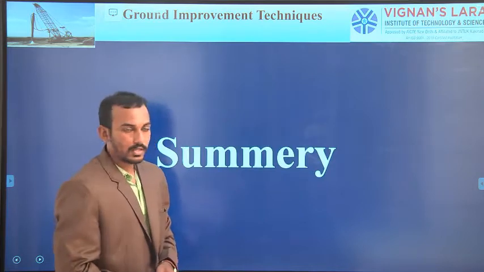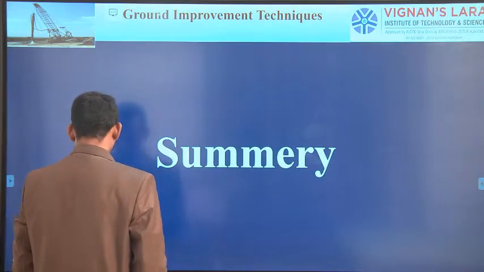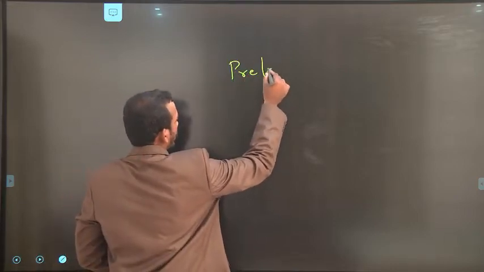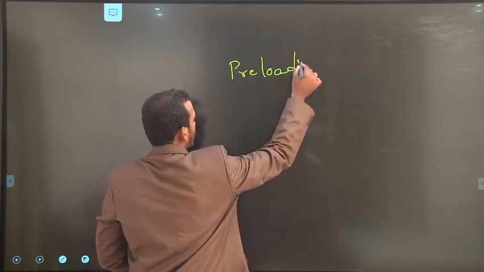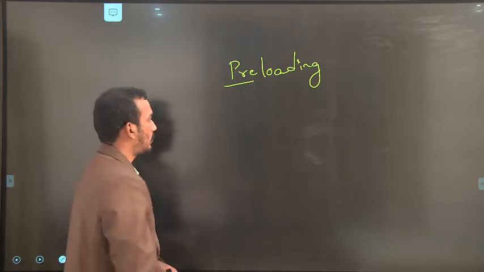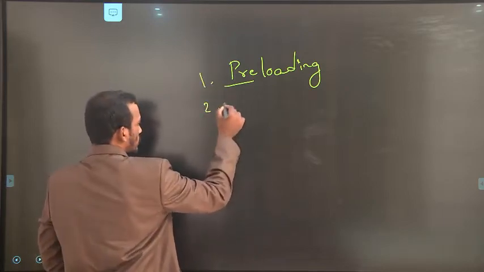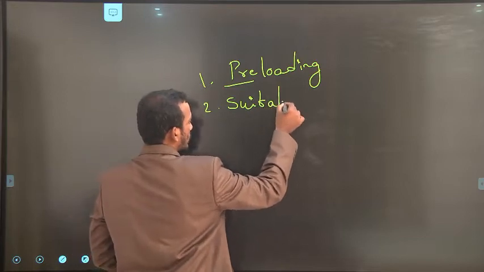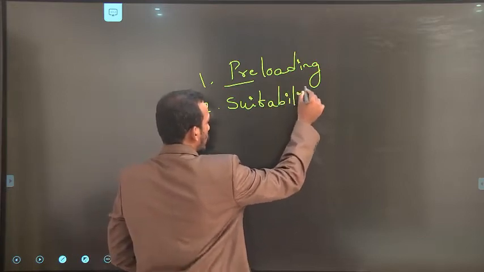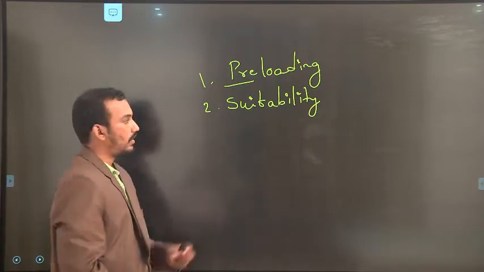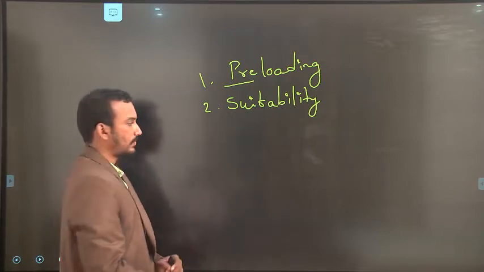So let's summarize today's class. What we learned today? The first one is what is meant by preloading and what is its purpose. What is preloading and why we need to apply preloading. The second one is suitability. For what type of soils is this method suitable? It is generally suitable for compressible soils, saturated clay and silt, and the third one is organic soils.